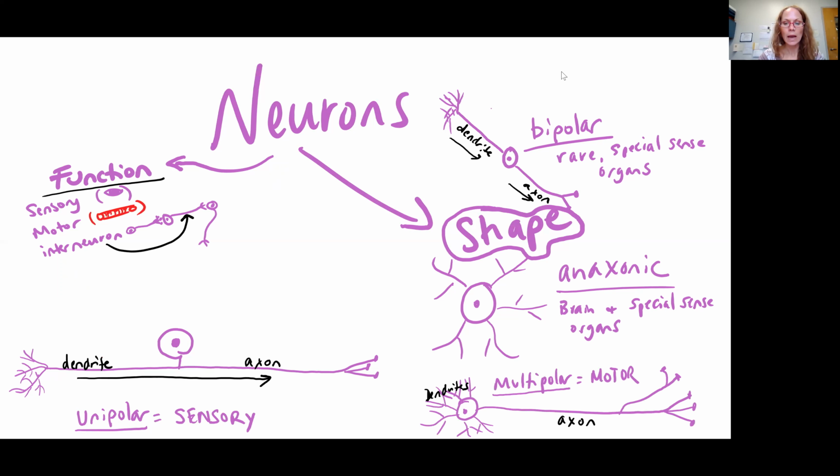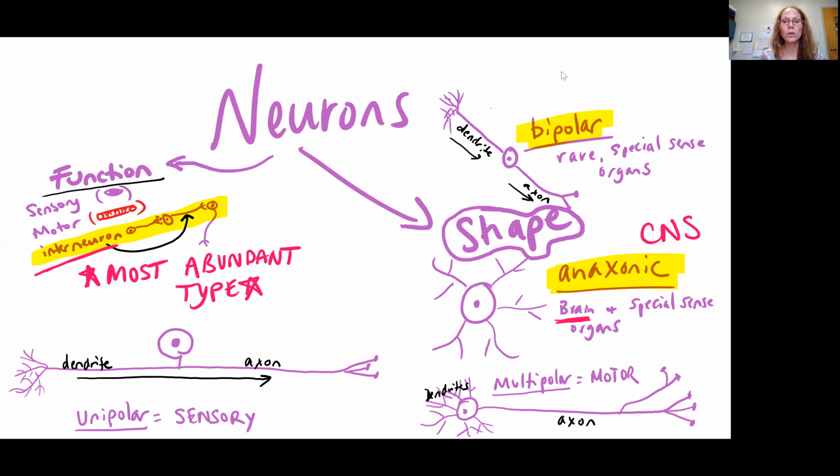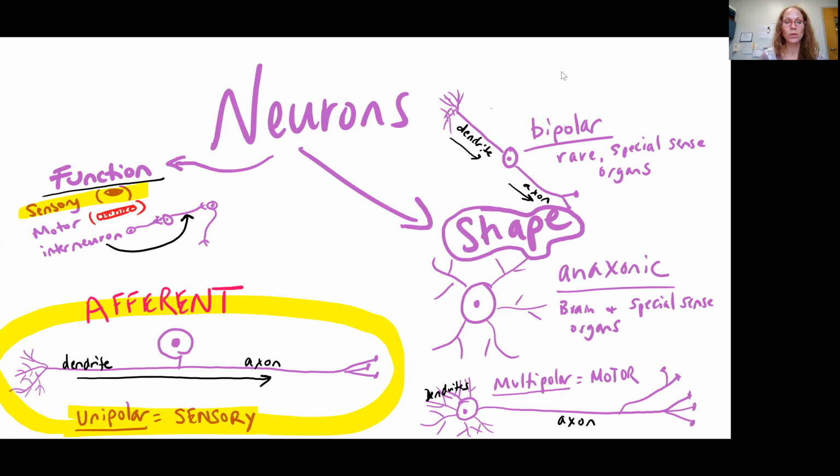And then the final shape is called the multipolar, and that's really the picture that I gave you when we first started looking at neurons. The multipolar neuron has lots of different dendrites and then one distinct axon. Your anaxonic and bipolar neurons are both classified as interneurons. These are going to be the most abundant type because they are found in the brain, which is the largest collection of neural tissue. Your unipolar neuron is your sensory neuron, so it's part of your afferent division.